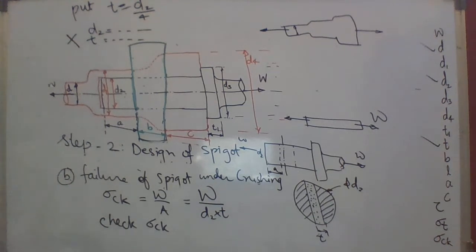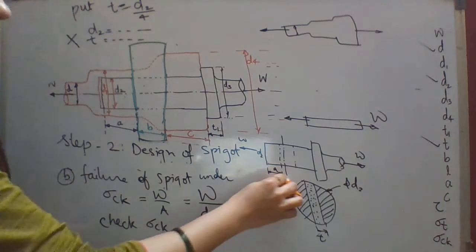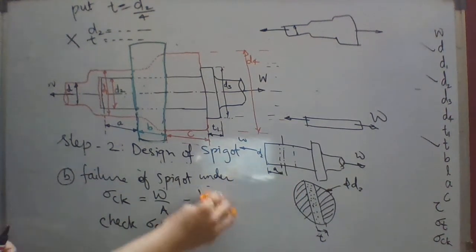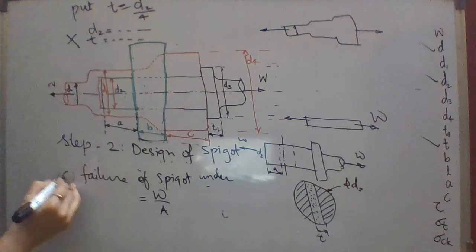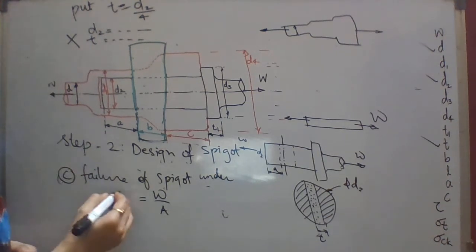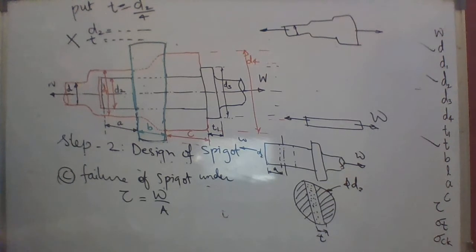Now we'll see, is there any other stress? Is there any shearing action in the spigot? So yes, there is the shearing. So failure of spigot under shear. Third is failure of spigot under shear. Tau equals W upon A, the formula remains the same, W upon A. But which area is under shear?